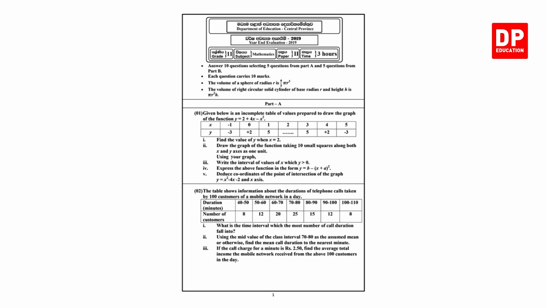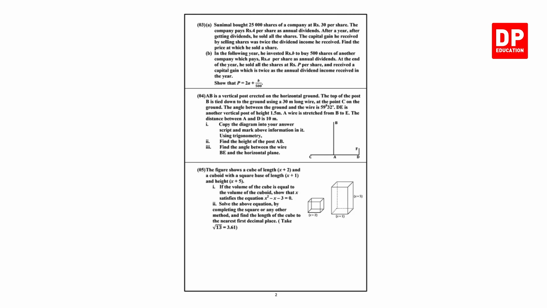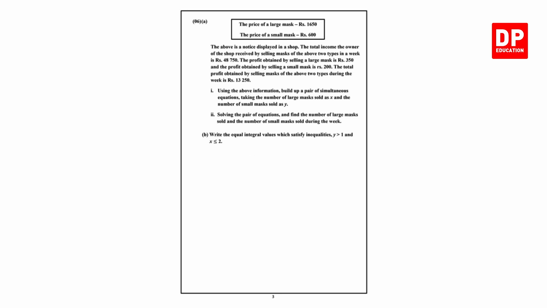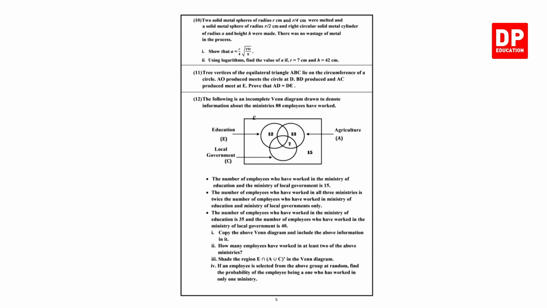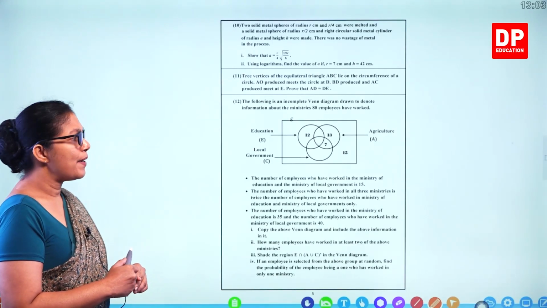So, paper 2 part A, you get first 2 questions in the first page, 3, 4, 5 in the second page, 6th question in the third page, and part B, 7, 8, 9 in the 4th page and last page, 5th page, you get 10, 11, 12. So, let's do this paper.